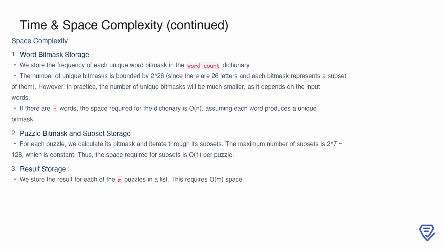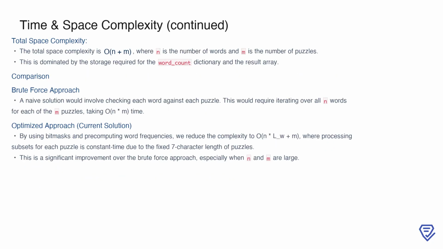For puzzles, we compute the bitmask and subsets for each one. The subsets are generated on the fly, and since the maximum number of subsets for a 7-character puzzle is constant at 128, the space required for subsets is O(1) per puzzle. Finally, we store results for all M puzzles in a list, which requires O(m) space. These 3 factors, word bitmask storage, temporary subsets, and the result list, contribute to the overall space complexity. When we sum up the space requirements, the total space complexity is O(n + M). This is dominated by the storage of the word bitmask dictionary, word_count, and the result array for puzzles.